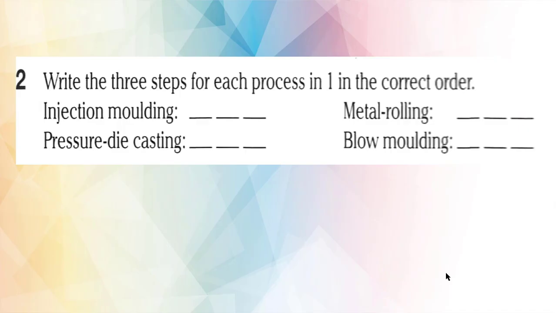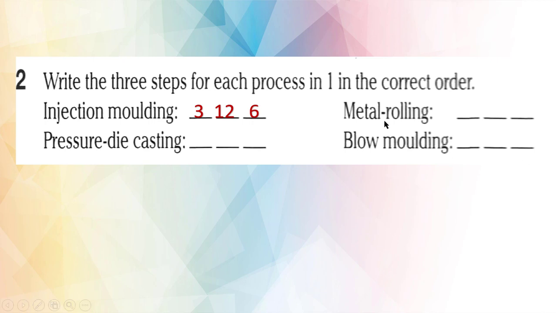Now, in this exercise, in exercise number 2, we have to write the 3 steps for each process in the correct order. Let's start with the injection molding. What is the first step for injection molding? The first step is sentence number 3. Then the next step will be sentence number 12, and the final step is sentence number 6.